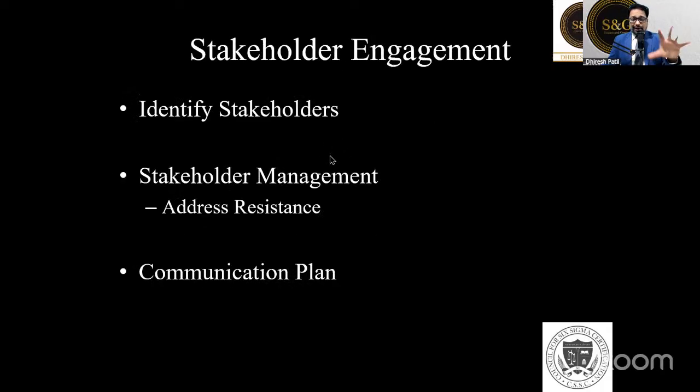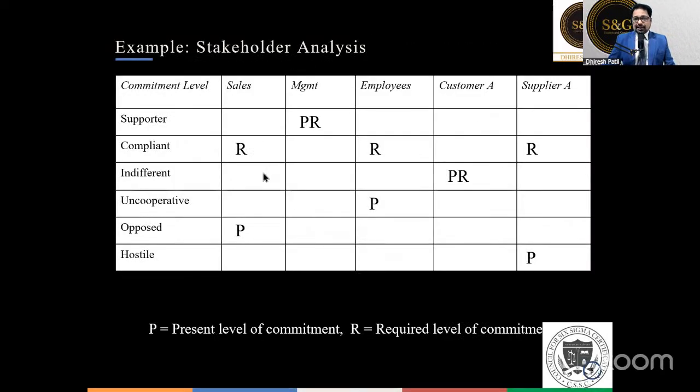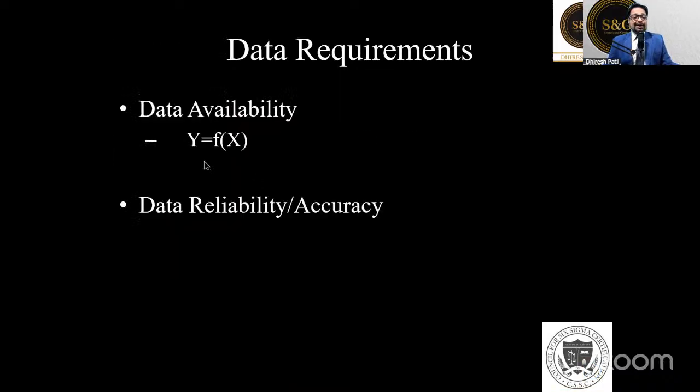Then stakeholder engagement. I showed you this. Stakeholder management is basically to address the resistance. You have to communicate with them continuously to make them align with the project and more supportive to the project. And then data requirement, y is equal to function of x. Collect the data of y, collect the data of x's as well. No data, no project. Very important. And data should be reliable and accurate.